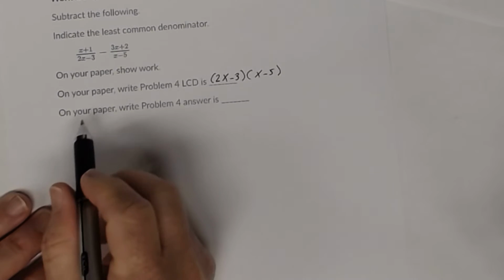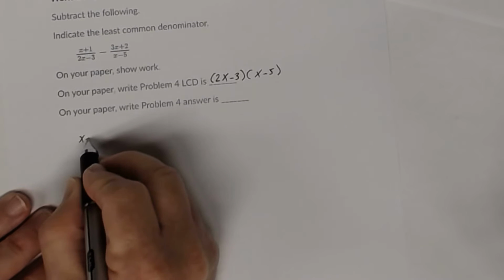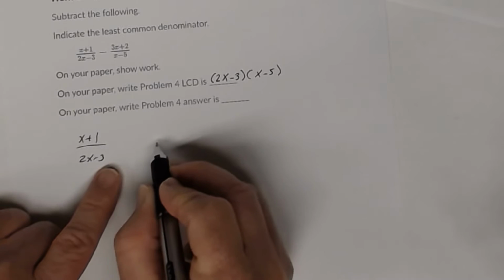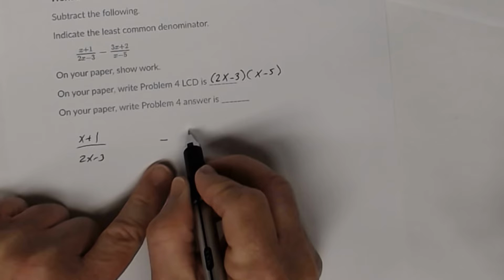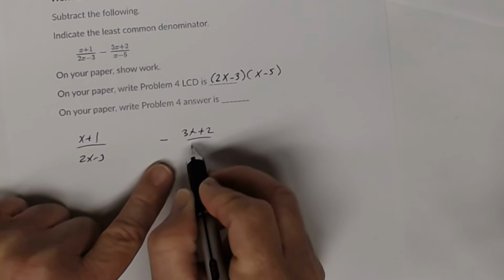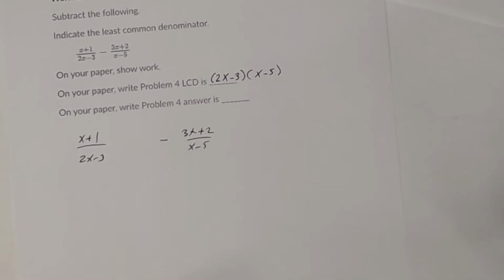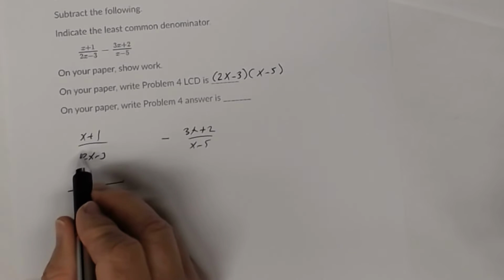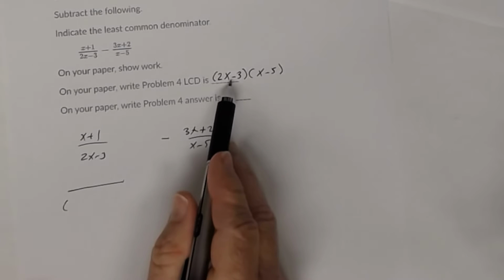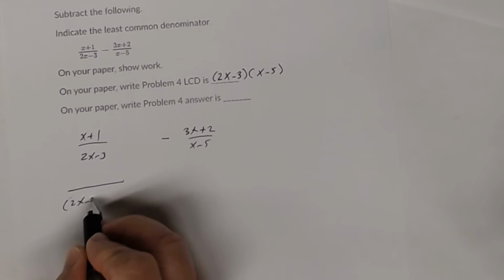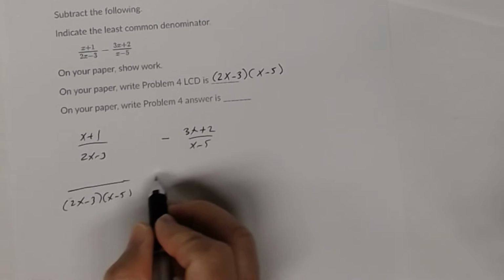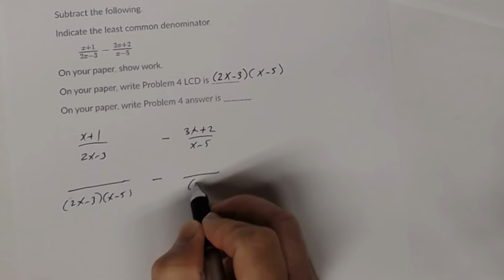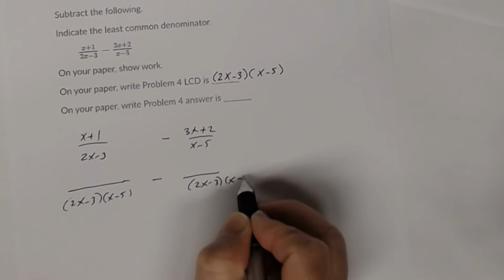So I'm going to go ahead and rewrite this over. x plus 1 divided by 2x minus 3. And I'm going to leave some space here, and I'm going to subtract 3x plus 2 divided by x minus 5. Okay, now, when writing equivalent fractions, you want to rewrite this fraction into a fraction that has this denominator, 2x minus 3 times x minus 5. Subtract, and then the same thing here, 2x minus 3 times x minus 5.